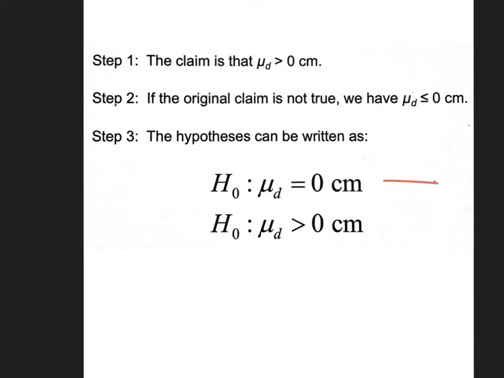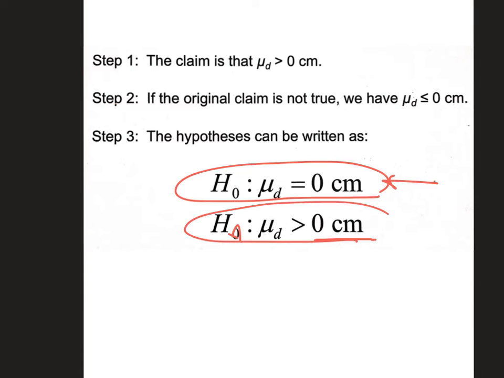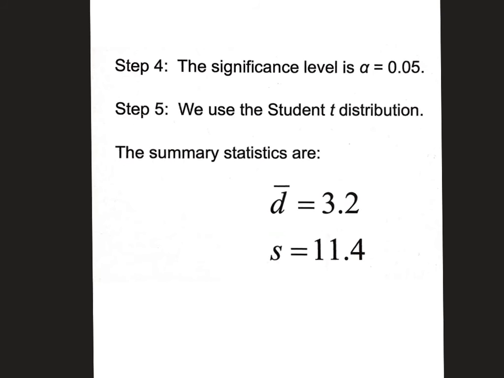Your H0 is always going to be this right here. It's always going to be the mean of the differences is 0. Our HA, the typo right there, the HA is going to be greater than 0 because we're trying to test the claim, and that's the claim that the president's height is taller than their opponent's height. So we're going to do a hypothesis test and see if it's true.